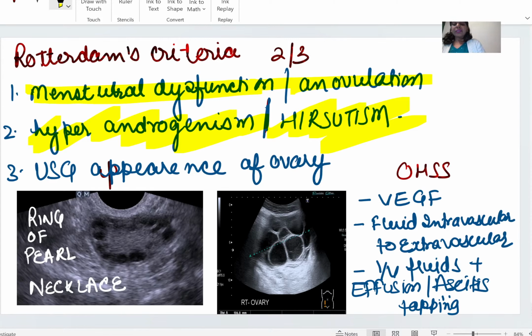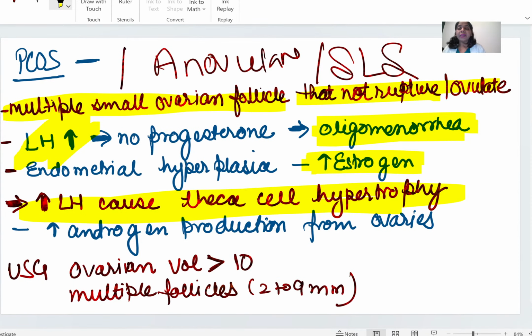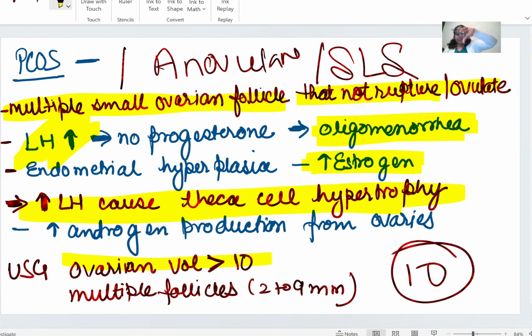Third criterion is ultrasound appearance of PCOS. What is the ultrasound appearance of PCOS? It is very important. Here you have to remember the figure 10. The ovarian volume increases to more than 10, and the follicle size decreases, because these follicles are of decreased size. In the starting I told you multiple small ovarian follicles. How small? They should be less than 10. Then only it is a PCOS follicle.